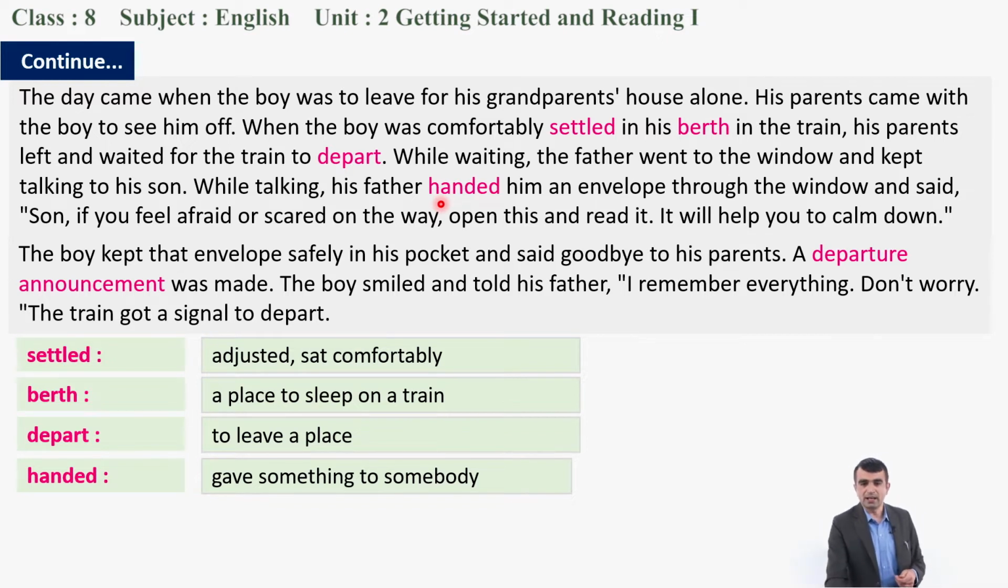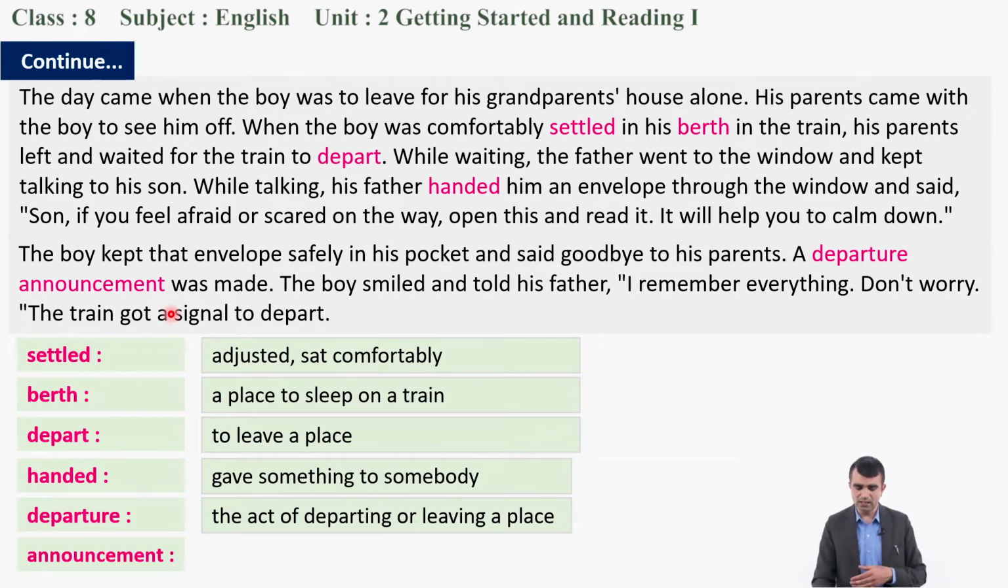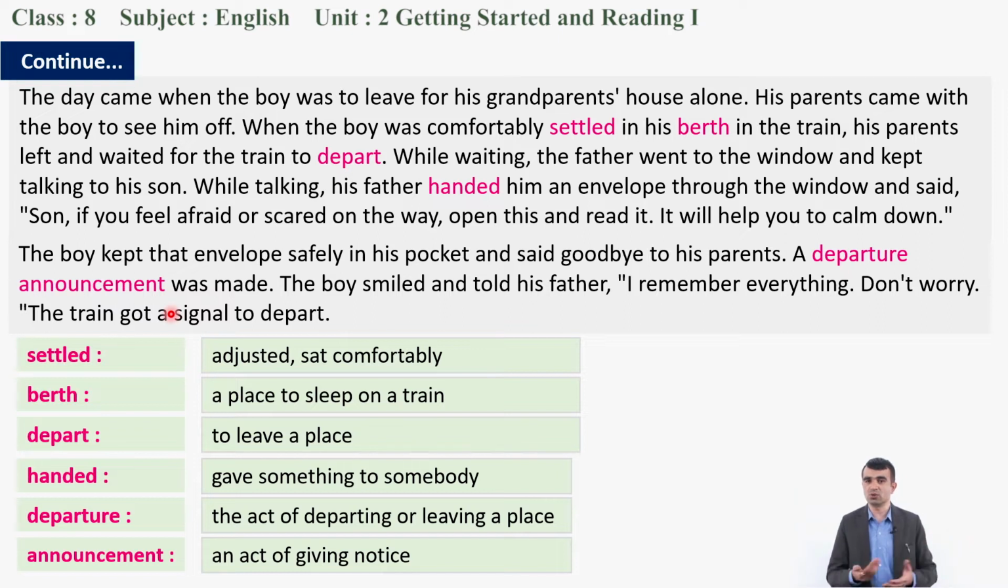Another word, departure. Here you learned the word depart. Depart means to leave a place. Departure means the act of departing or leaving a place. The process of leaving a place is departure. And then finally, announcement. Announcement is an act of giving notice. Departure announcement means announcement or notice of departure, a plane or, let's say, a train leaving.